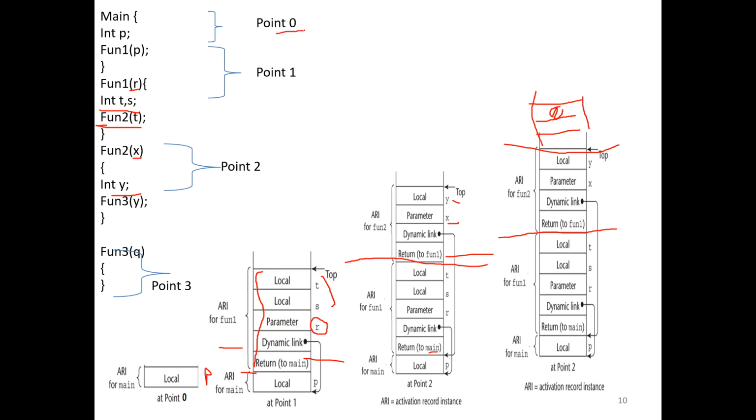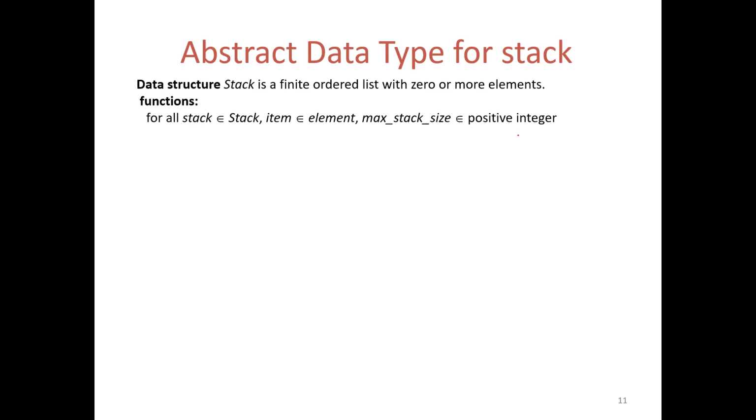Point 0 is when the OS calls main. Point 1 is when main calls function 1. Point 2 is when function 1 calls function 2. Point 3 is when function 2 invokes function 3. Then we'll see the different ADTs, abstract data types, required.